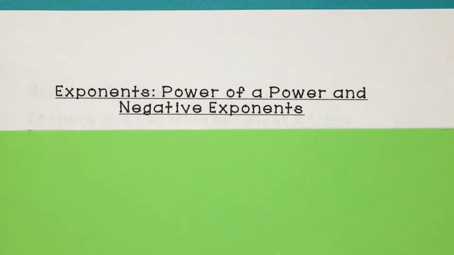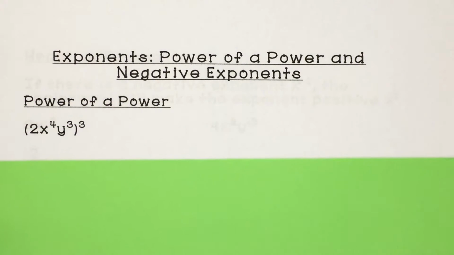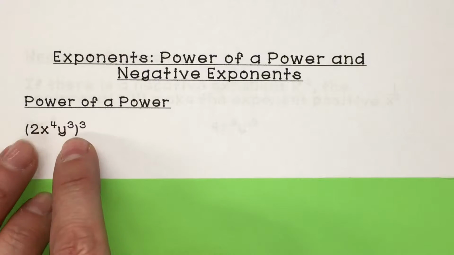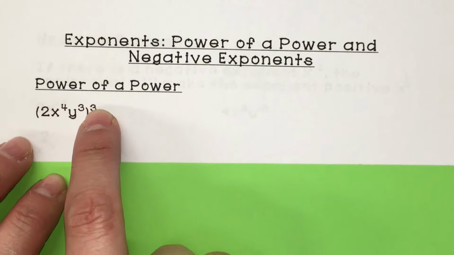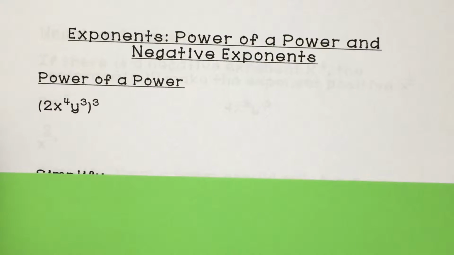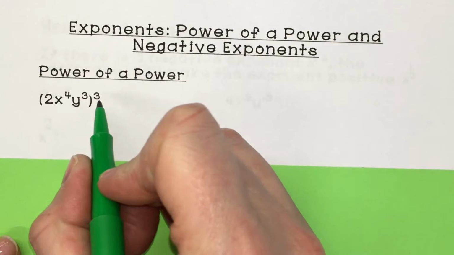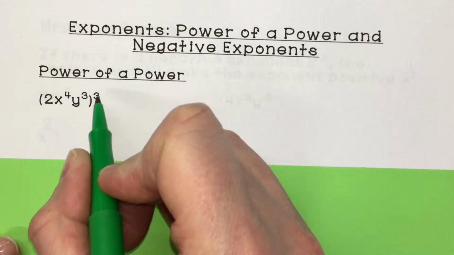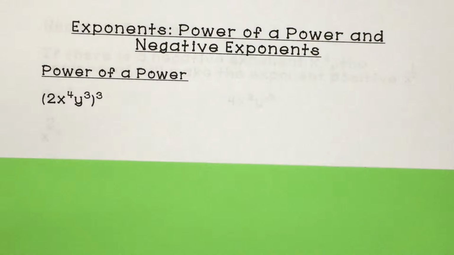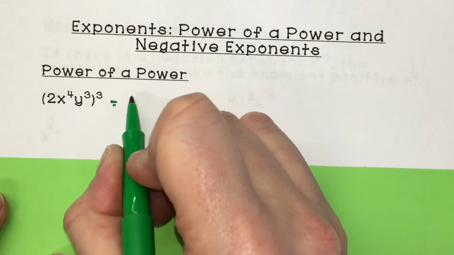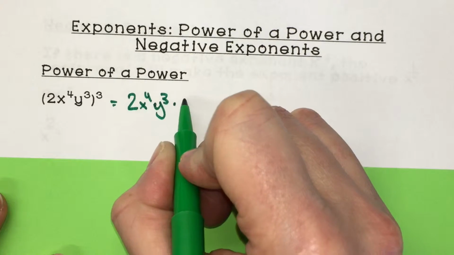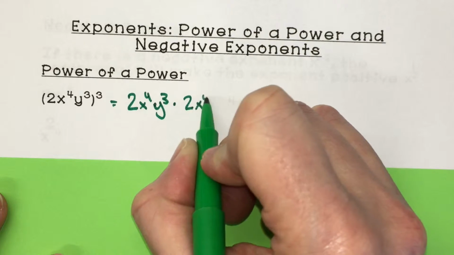This video is on exponents, power of a power, and negative exponents. So a power of a power is when you have exponents that are all raised to a power that's on the outside. So anytime you have this, you're always going to look at the exponent on the outside and say, well, it's to the power of 3. So that means I'm going to do 2x to the 4th, y to the 3rd, times itself 3 times.